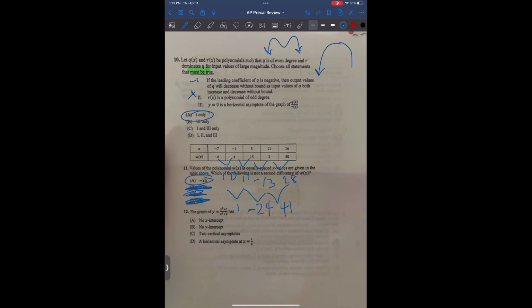Oh, look at this. The graph of y equals, okay. So you have to help me. Does that say x squared plus 1 over x squared plus 2? Yes. Okay. Because I don't have the picture in front of me, it is hard for me to read.